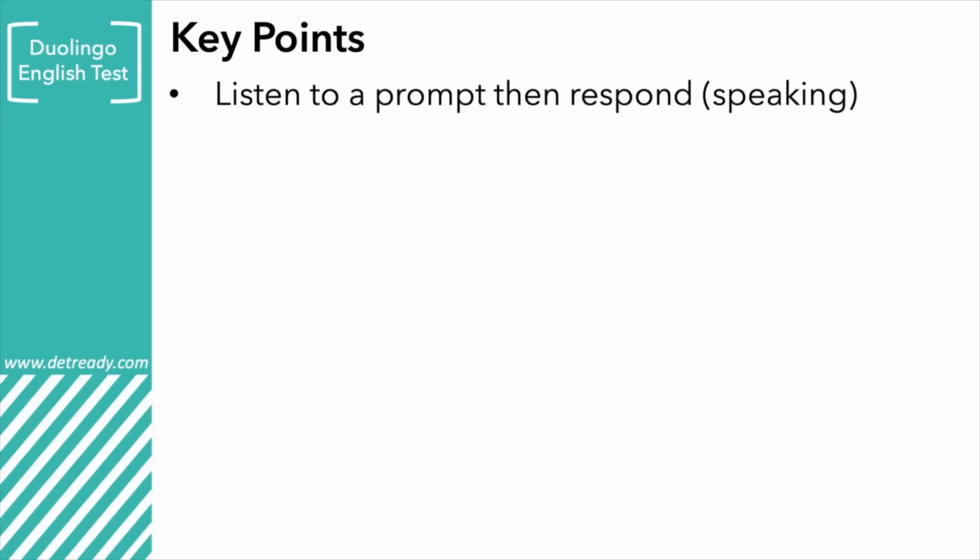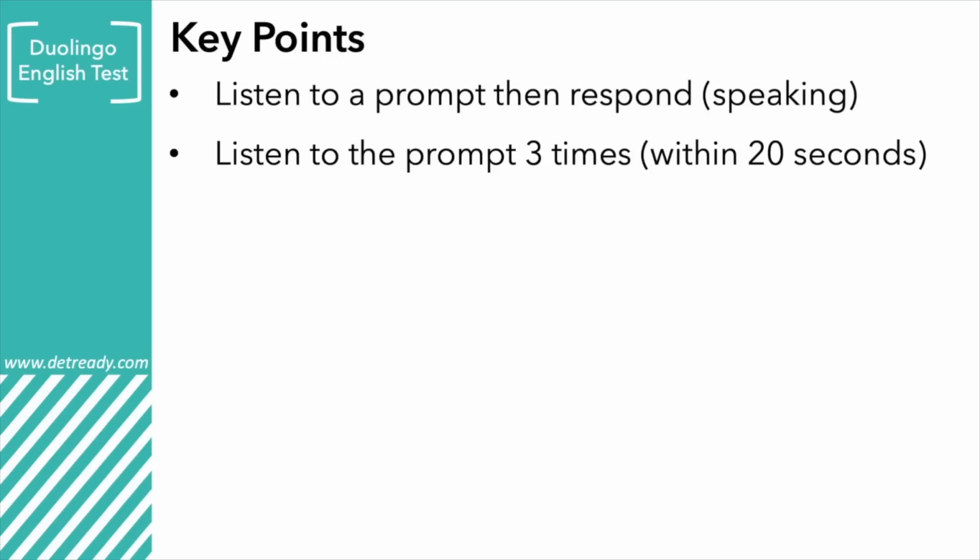Like I said, firstly, we'll take a look at the key points of this question type. So let's do that right now. Okay, so let's take a look at the key points. The thing you've got to do is, of course, listen to a prompt and then respond through speaking. And you can listen to the prompt 3 times within 20 seconds. So we use the word prompt here because the prompt can either be a question, something like, what do you think about blah blah, or it can be a statement, like, describe your favorite childhood memory.